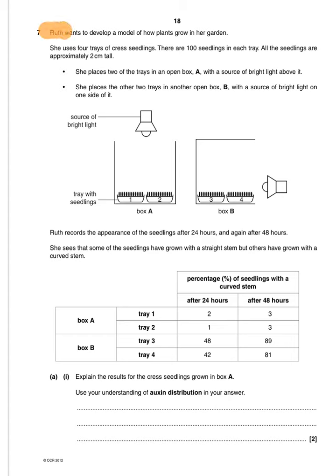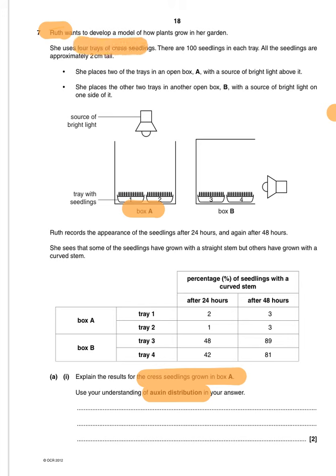Ruth wants to develop a model of how plants grow in a garden. She uses four trays of cress seedlings. There are 100 seedlings in each tray. I tell you what, since there seems to be a massive amount of information here, again, I'm going to look at what the question's asking: to explain the results of the cress seedlings grown in box A. So I'm going to take special attention to this. Use your knowledge of auxin distribution in your answer. Okay, so back to the top.